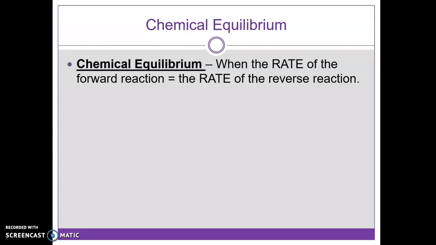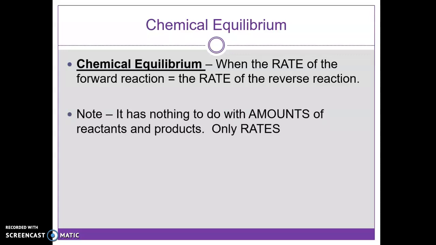So what I want you to do is to highlight that word rate, circle that word rate. So it has nothing to do with if you have the same amounts. It's all about the speed of the reaction. Again, it has nothing to do with the amounts and stuff, only the rates of the reaction.